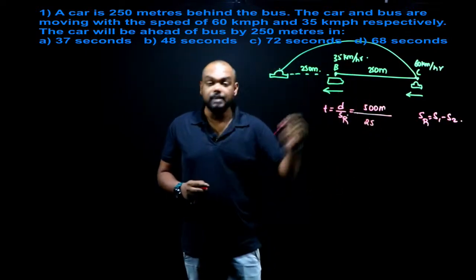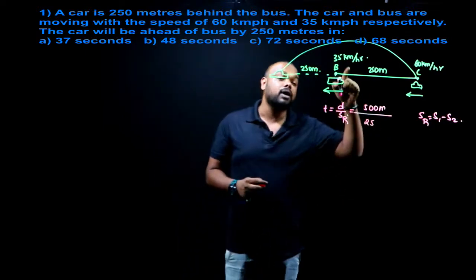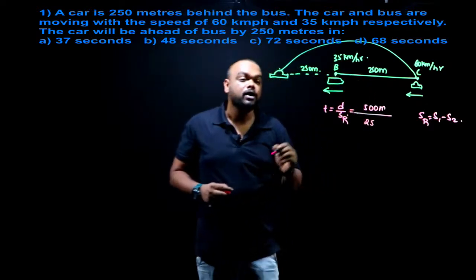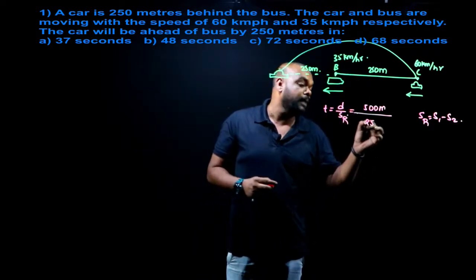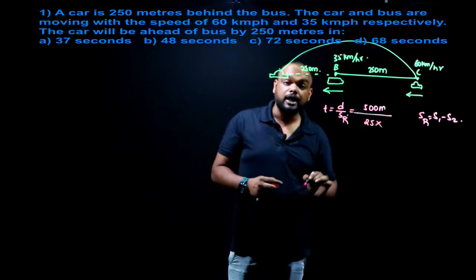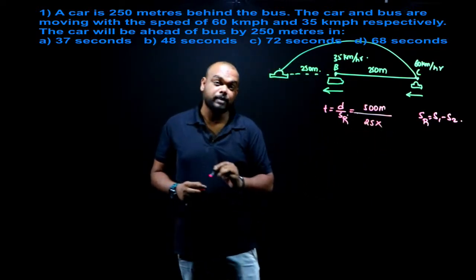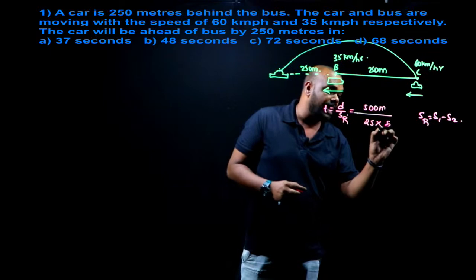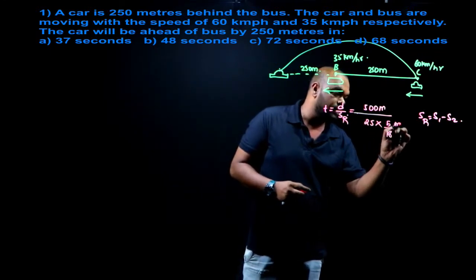But here it is in meter. What do we do? We have to convert kilometer per hour to meter per second. That is 25 into... how do we convert kilometer per hour to meter per second? By multiplying with 5 by 18. This becomes meter per second.